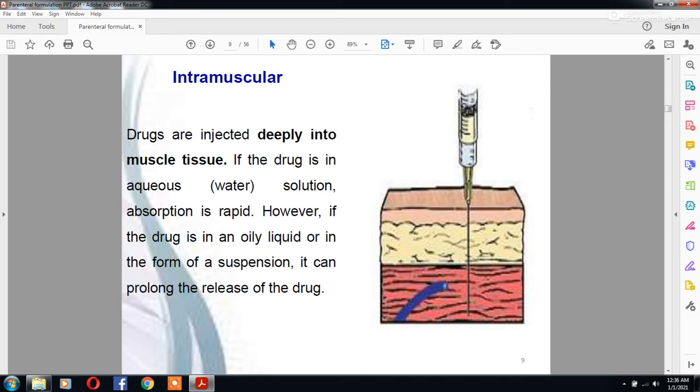Another one is intramuscular. Intramuscular means the drugs are injected deeply into the muscle tissue. You can see here, this is 90 degrees. If the drug is in an aqueous or water solution, the absorption is rapid. However, if the drug is in an oily liquid or in the form of a suspension, it can prolong the release of the drug.